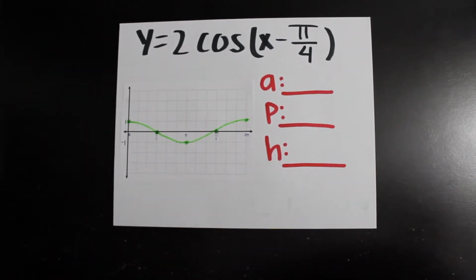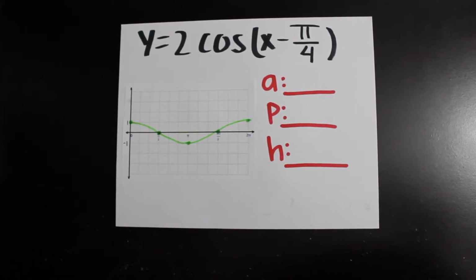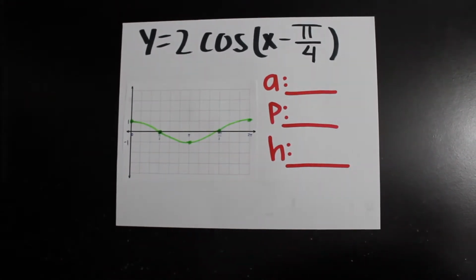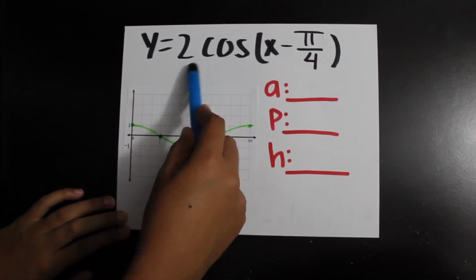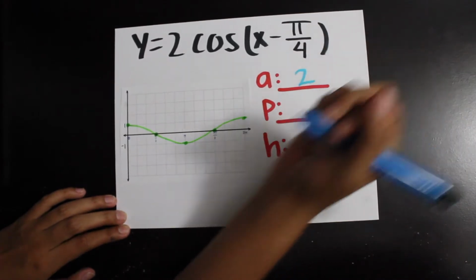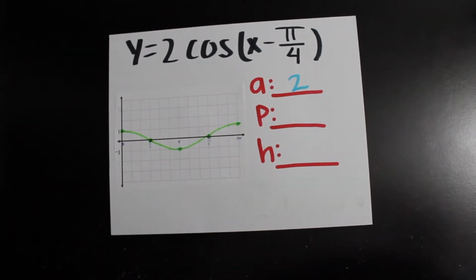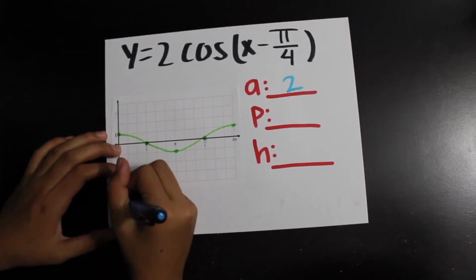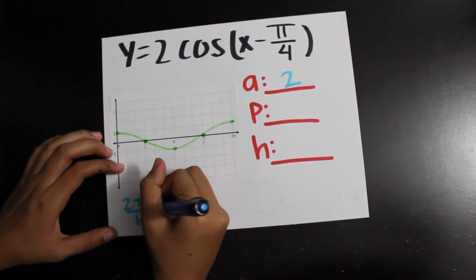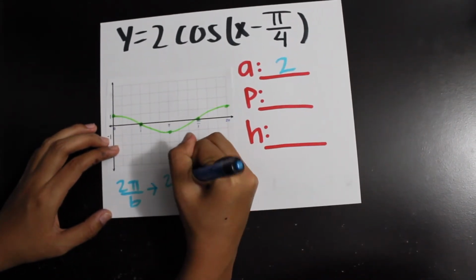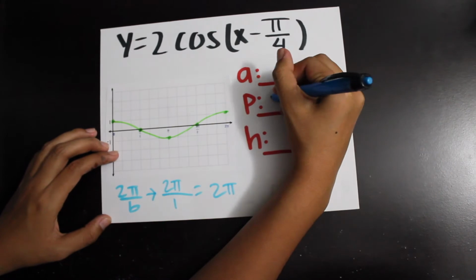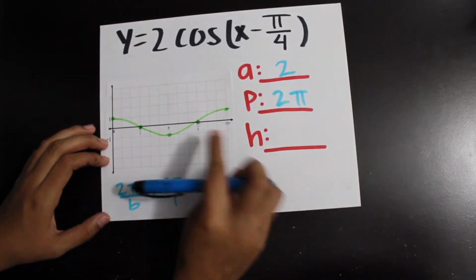But in this case, you could tell there is an amplitude, a period, and a horizontal shift. Like I said previously, the amplitude is always in front of cosine or sine. So the amplitude here would be 2. To find the period, it would be 2 pi over b. In this case, b would be 1, so it would be 2 pi over 1 equals 2 pi. So the period will still continue to be 2 pi right here.